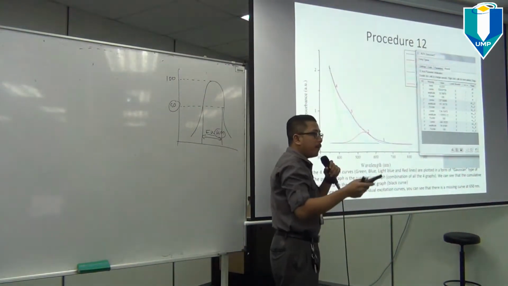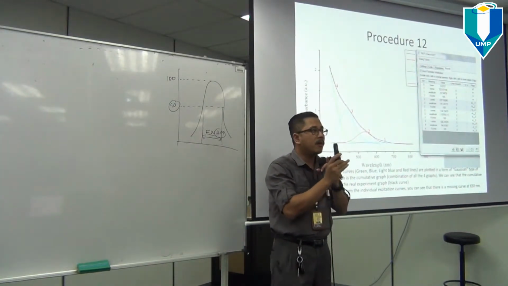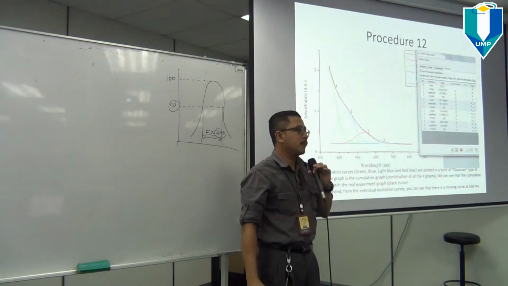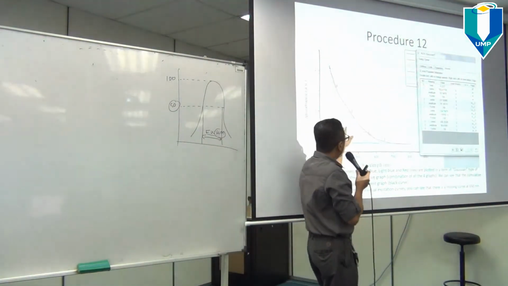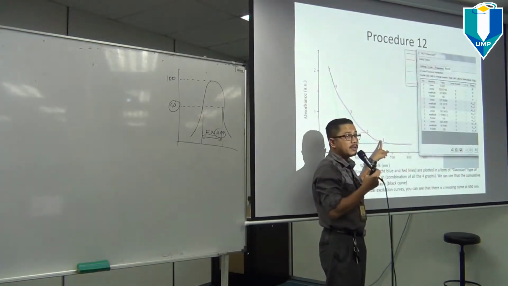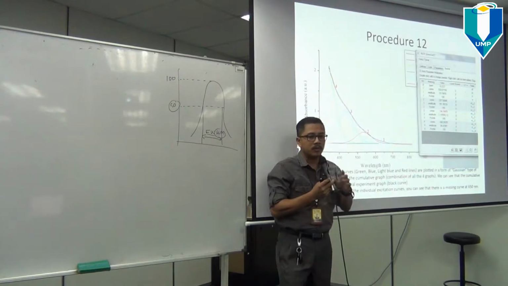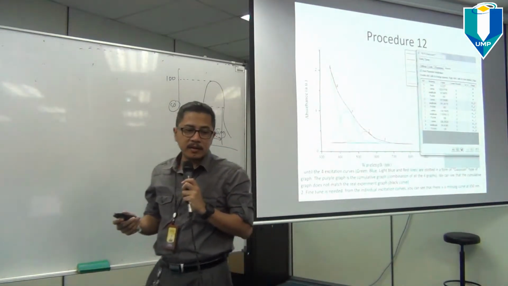If your purple graph coincides perfectly with the black graph, it means that your fitting is perfect. For example, like this graph, you could see that the black and the purple lines do not coincide. So the fitting is not perfect yet, so we need to fine tune. So how do we fine tune?